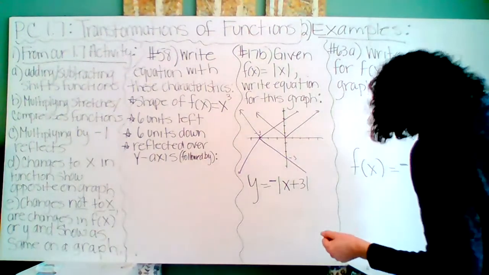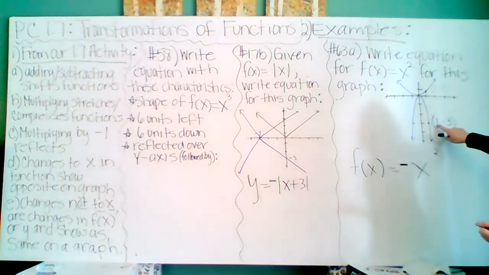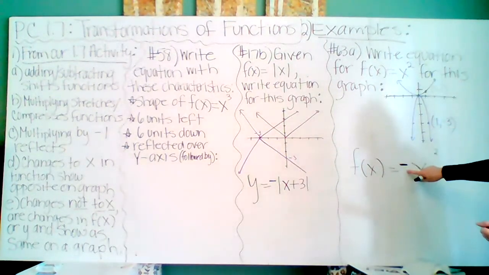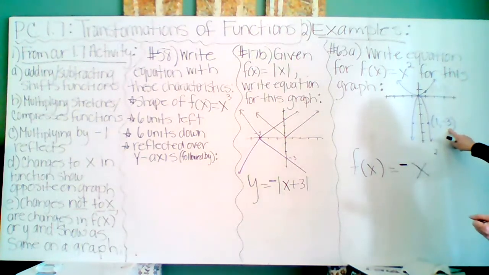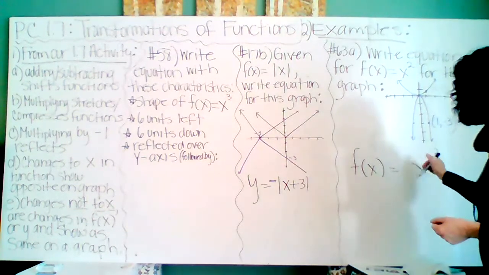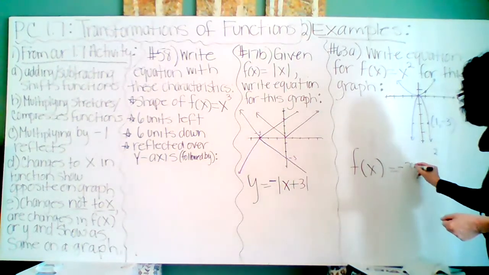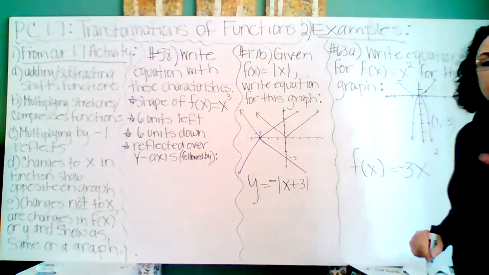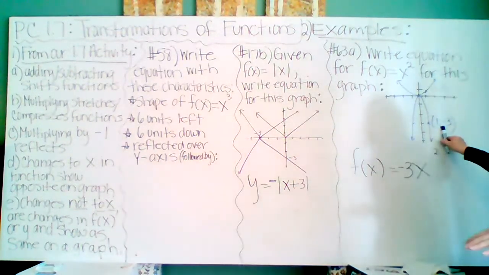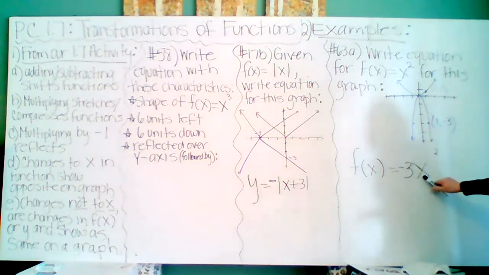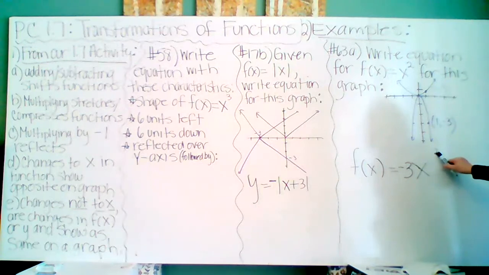So let's take a look. When I put a 1 into my function, I get a -1 out. I'm supposed to get a -3. So I have to multiply by 3. Let's see now if my point is a solution to my equation. When I put a 1 in, 1 squared is 1, times a negative 3 is negative 3.